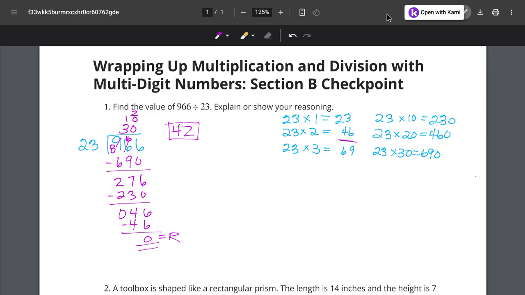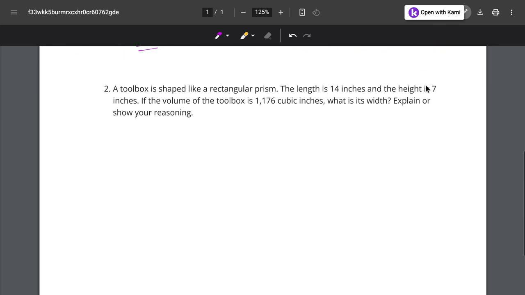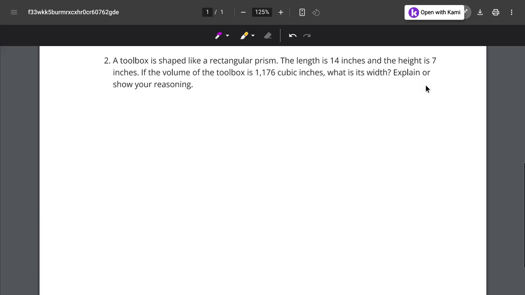All right. Now, certainly showing the work as I have is a sufficient way to answer this question. It does say explain or show your reasoning. The last thing that I'm going to do is go ahead and just write it as an equation. 966 divided by 23 is what gave us our answer of 42. So this is really my conclusion statement that shows exactly where that answer lies in all the work that we just did.